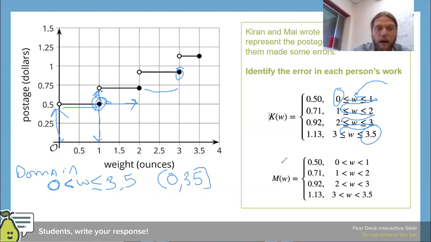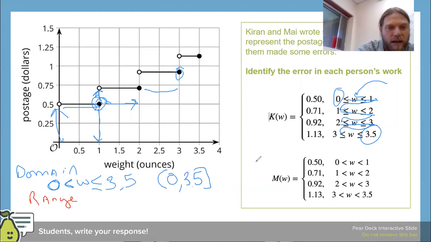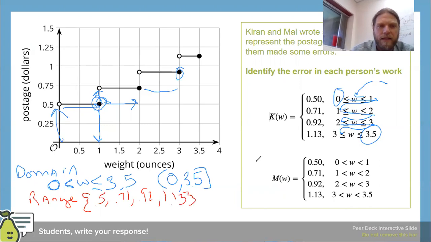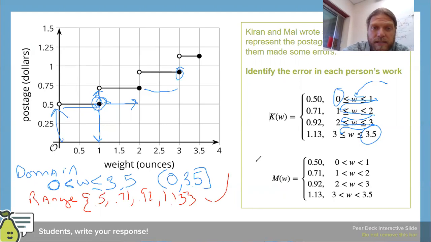Now, the range is probably the trickiest thing in this case. I come over here and I say, well, let's watch the range. Okay, well, the range is 0.5, 0.71, 0.92, and 1.13. And I may even go ahead and just write it that way. Range is 0.5, comma, 0.71, comma, 0.92, comma, and 1.13. In interval notation, it would actually be really similar. I'm just going to write that here. Interval notation would look like this.